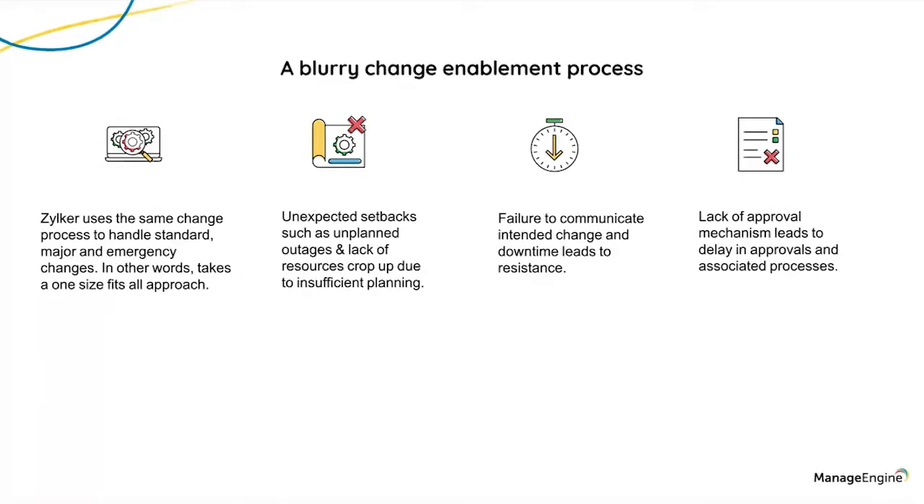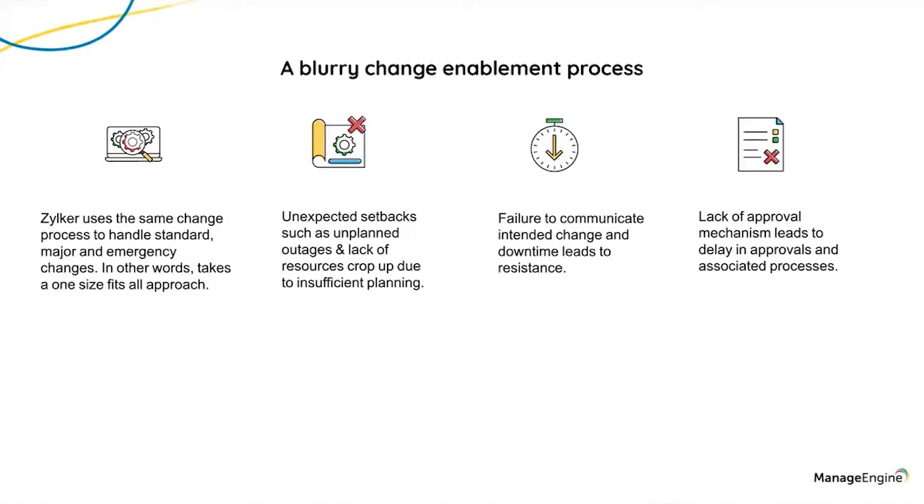So, because of this, they had unexpected setbacks. They were not able to handle the outages, and they didn't have the resources in place. They didn't communicate with the end users about the outages that could happen. So, the end users were not aware, and when they face disruptions, they are surprised by it.